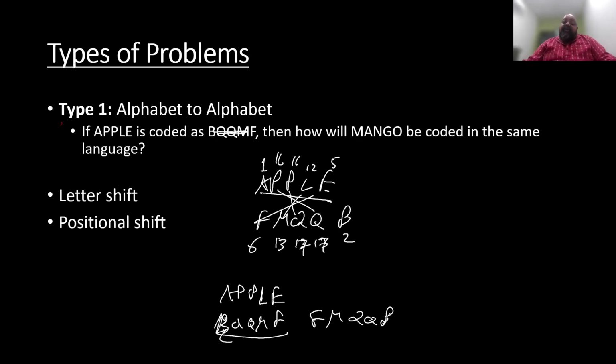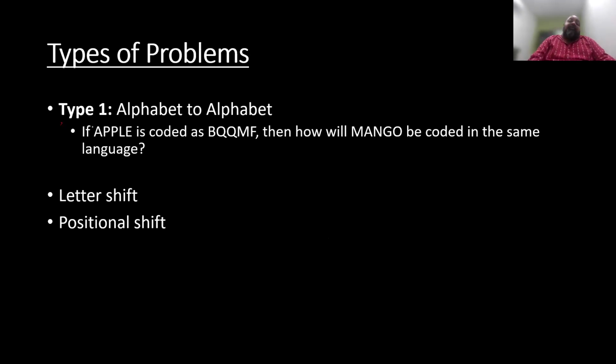So when you are trying to decode a code, you will look at the corresponding alphabets, or you can also look at the opposite alphabets to see whether a positional shift has happened or not, right? So letter shift, positional shift, a combination of both. Obviously, the combination of both will be trickier to solve.